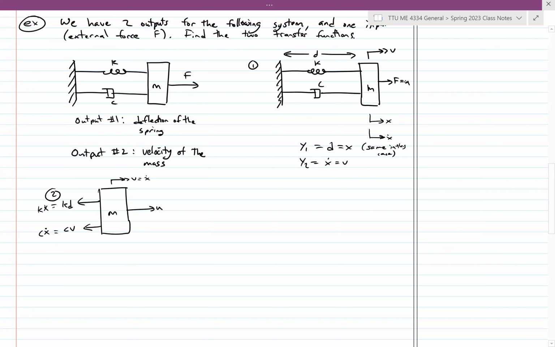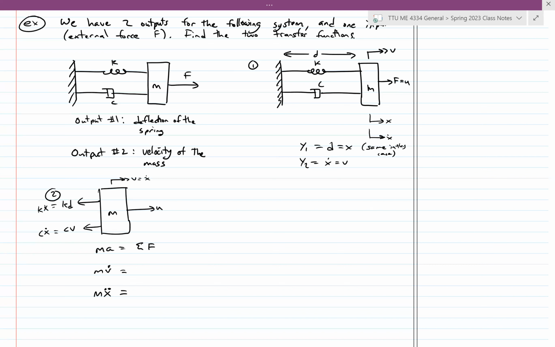So let's start out with mass times acceleration, which is equal to the sum of the forces. How could we write that out? m v dot, right? Or m x double dot, right? Sum of our forces, you said two of them, right? So KD and CV.